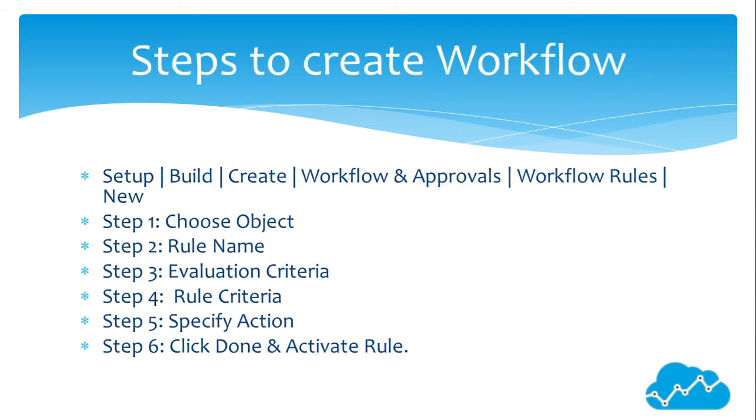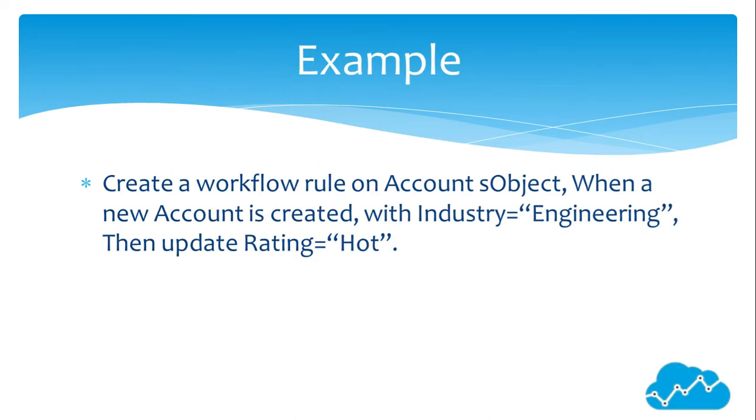Steps to create a workflow: Setup, Build, Create, Workflow and Approvals, Workflow Rules, New. Step 1, choose object. Step 2, rule name. Step 3, evaluation criteria. Step 4, rule criteria. Step 5, specify action. Step 6, click done and activate the rule. For example, create a workflow rule on account as the object: when a new account is created with industry equals engineering, then update rating equals hot.